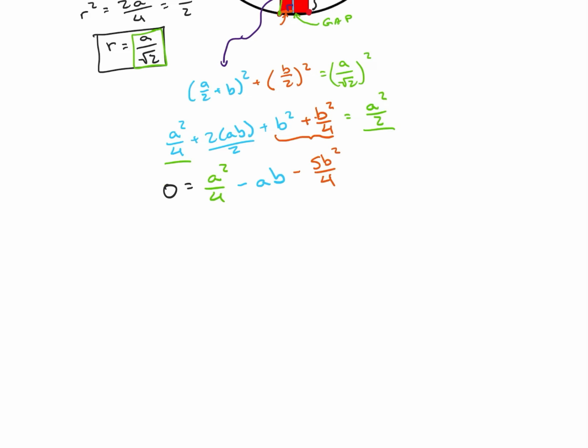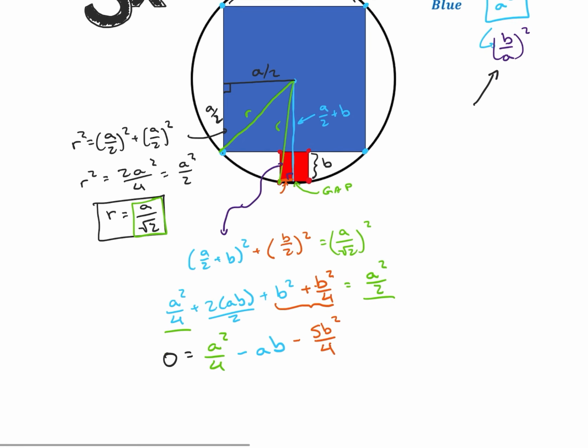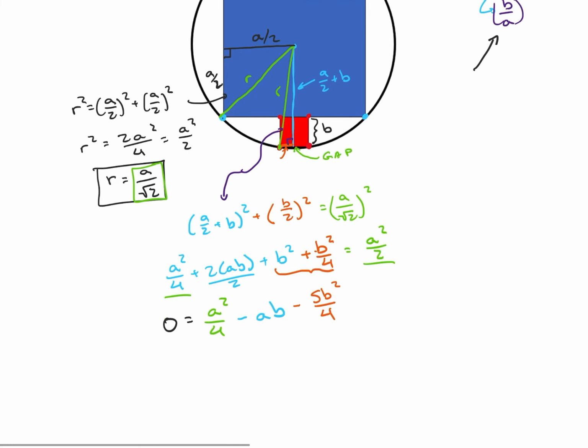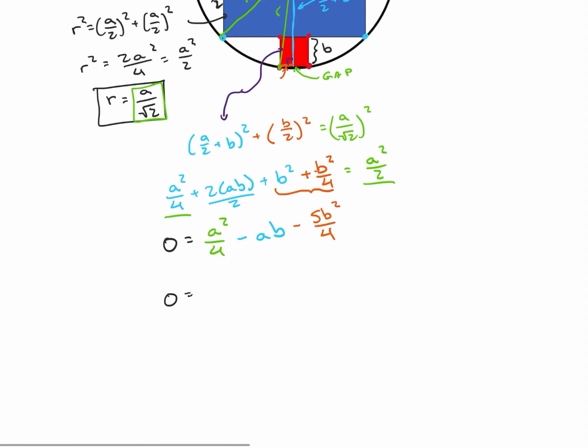Okay, so what I'm going to do now, this is kind of the tricky part. I notice up here that I'm looking for b over a. So let's artificially put a b over a into our equation. Coming down here, I'm going to take 0. I'm not going to change this first term. I'm going to leave it as a squared over 4.